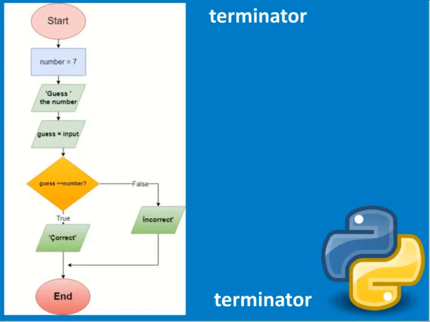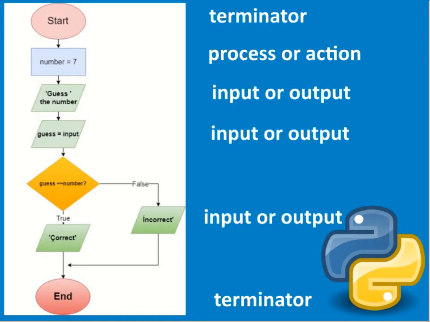To recap, we have a terminator that starts and ends the flowchart. We had the rectangle, which was a process or an action. We had the parallelogram, which was an input or an output. And we had the triangle, which was a decision.